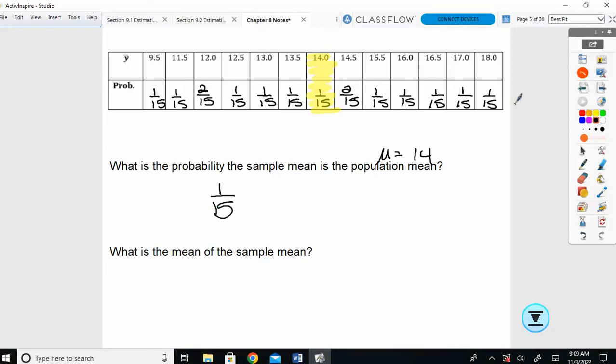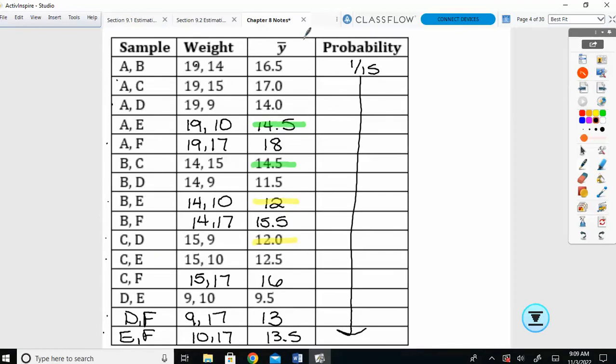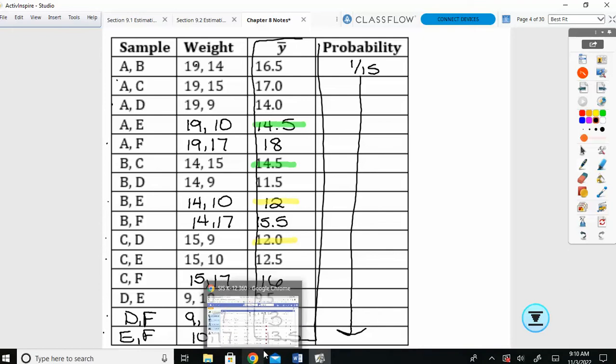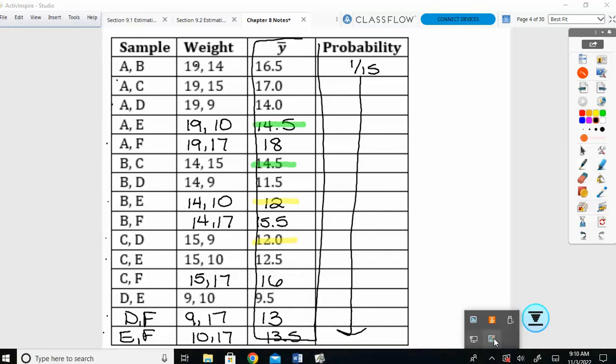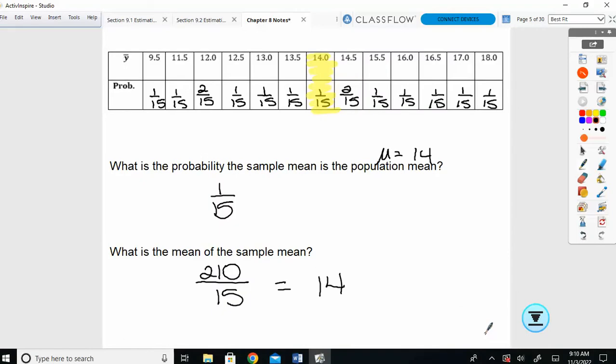Okay, what is the mean of this sample? If I'm talking about the mean of this sample, I'm asking you to add up all of my averages and divide by 15. Let's do that. Add them up. So it adds up to 210, divide by 15, and we get a mean of 14. Is 14 familiar? That was our actual mean. So this was the same as the actual mean.